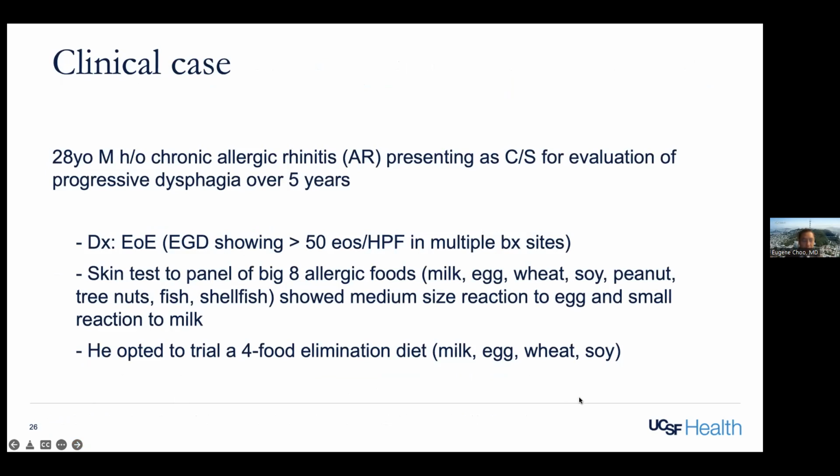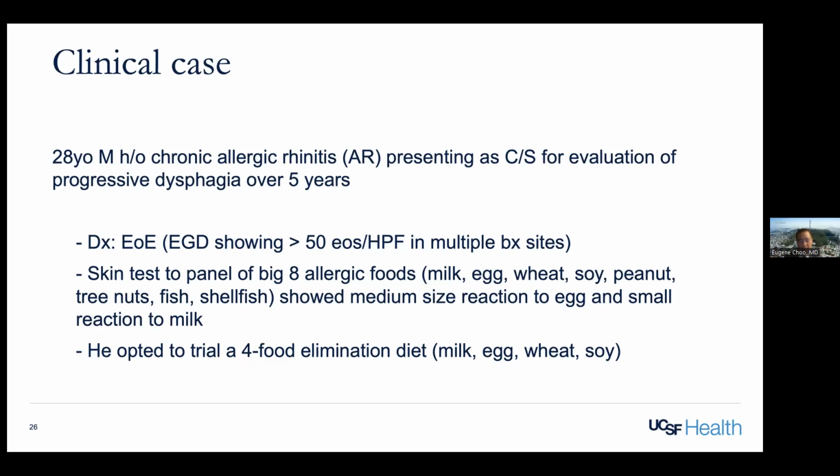So, going back to that clinical case we started with, that 28-year-old gentleman, as you might have already guessed from the story, had a pretty classic history for EOE. His EGD ended up showing more than 50 eosinophils per high power field in multiple biopsy sites in his esophagus. On his skin testing, we just checked the big 8 foods and didn't do a broader panel than that. We did see a little bit of reactivity for egg, and a much more minor reaction to milk.